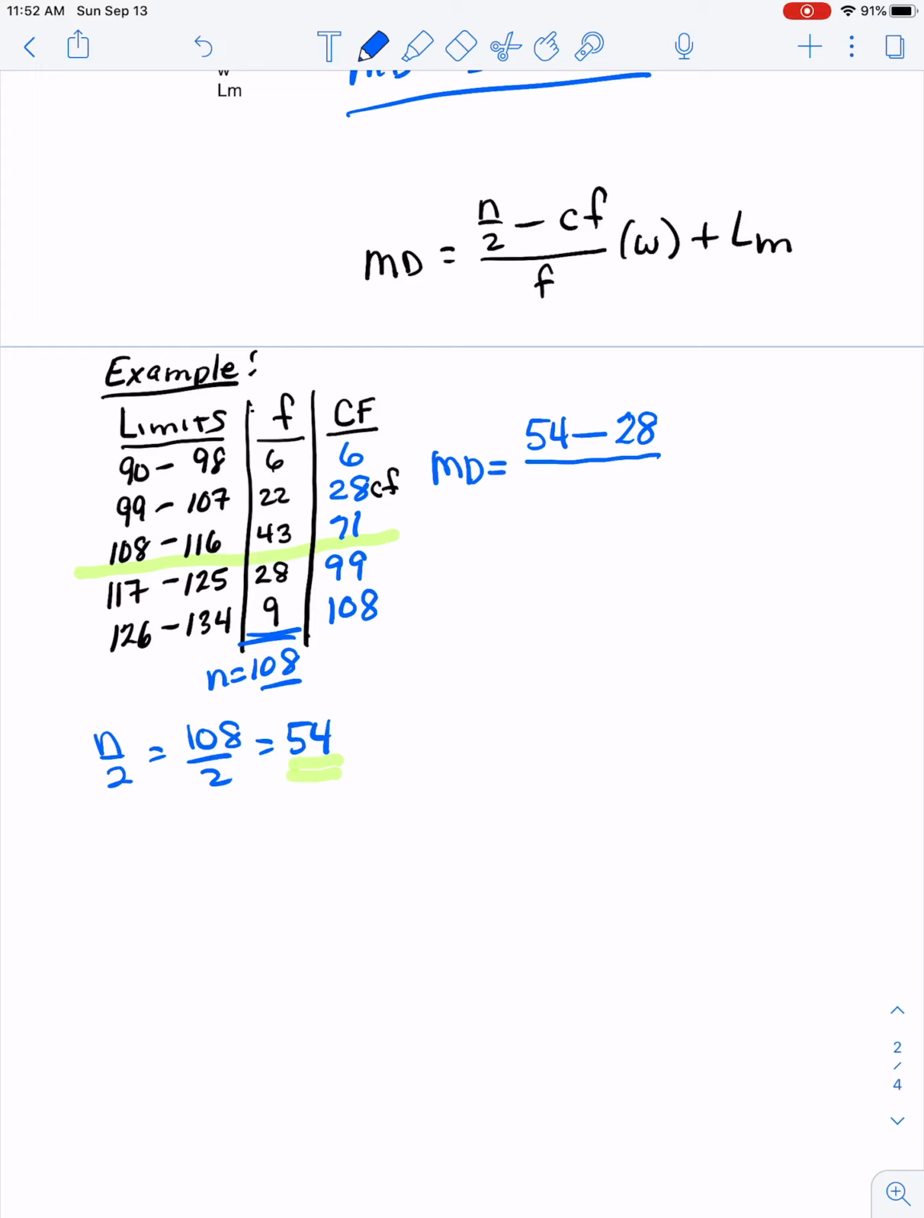Okay, divide by the frequency of the median class. That's the 43 number right there. Multiply by the width. Okay, and again, the width is coming down this way, so your width is 9. Plus the lower boundary. Remember, this has got to be a boundary number, one of your 0.5 numbers of the median class. So I gave you limits this time, and I know they're limits because there's a gap in here. All right, so this 108 is not LM. 107.5 is going to be your LM number over here.